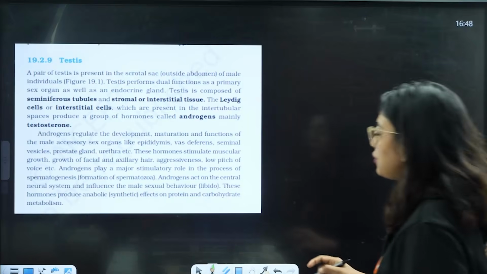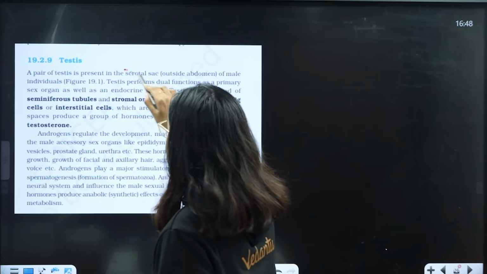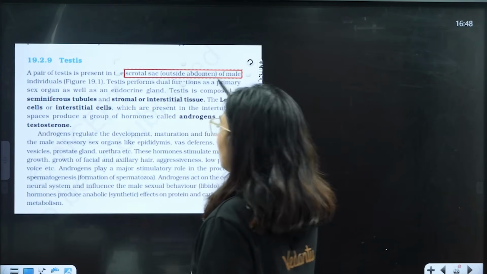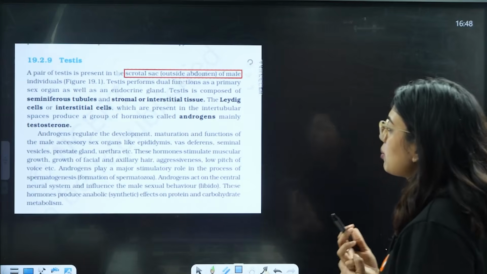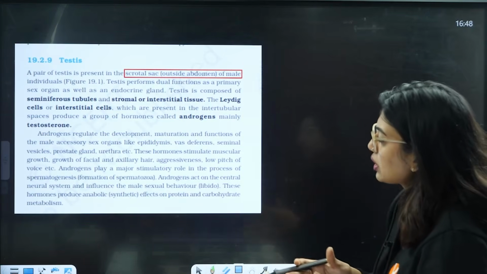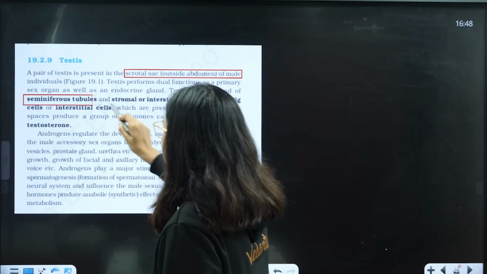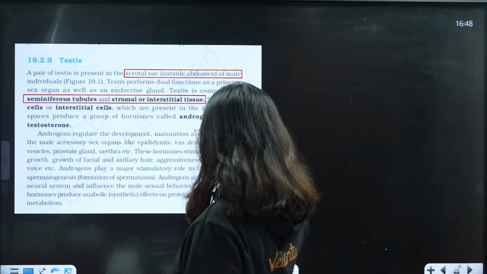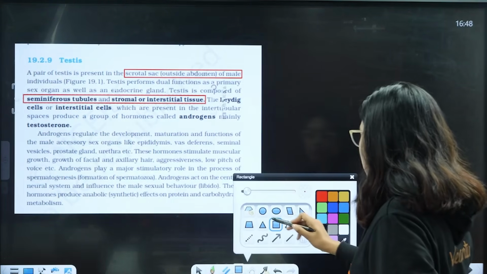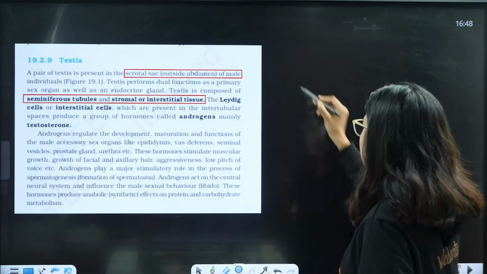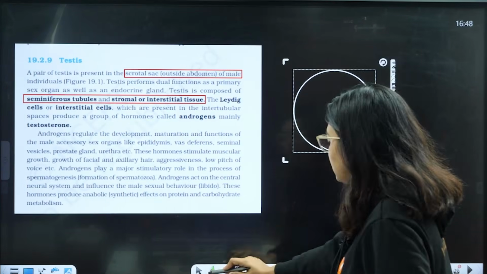Now look here. Testis. A pair of testes is present in the scrotal sac outside the abdomen of the male individual. Testis performs a dual function as a primary sex organ as well as an endocrine gland. Testis is composed of seminiferous tubules and stromal tissue. This also we have studied. All of you remember this? Yes or no? Just recently only we studied, right?